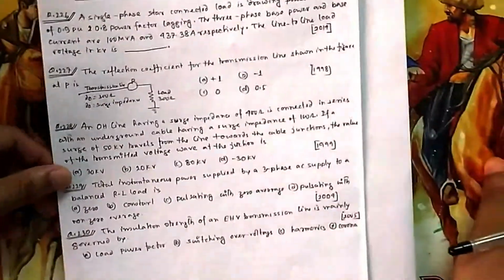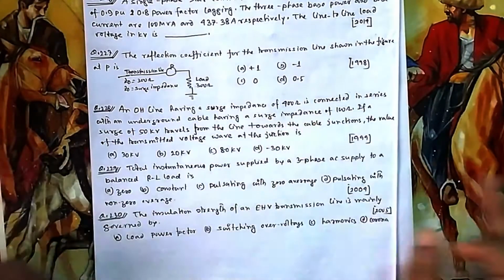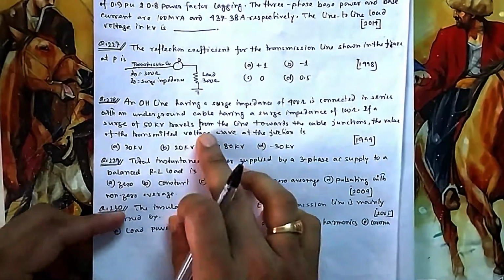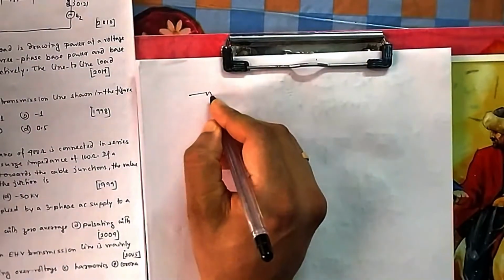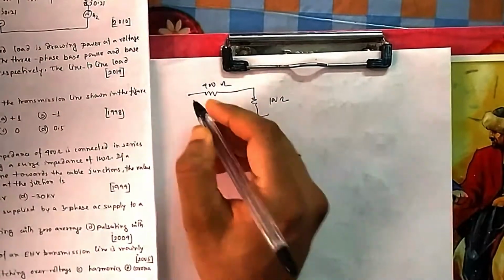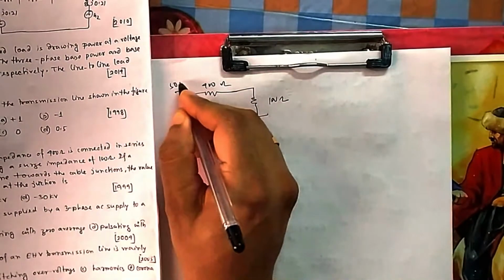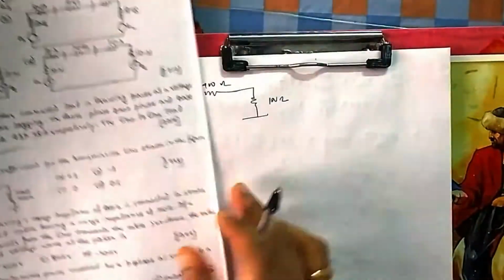Now if you see 228, an overhead line having a surge impedance of this is connected in series with an underground cable having a surge impedance of this one. If a surge of 500 travels from the line towards the cable junction. Okay, so for 401, this line was 401 and now it is terminated at 100 ohm. So a 50 kV surge, and they are asking for the voltage at the cable junction, the value of the transmitted voltage.